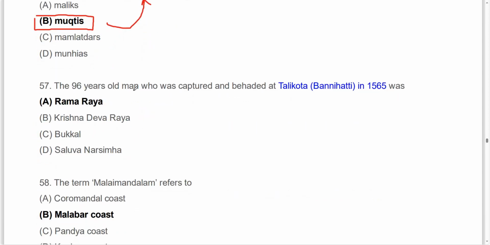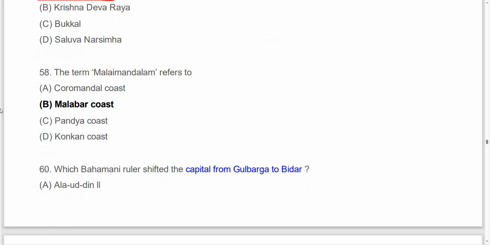The 96-year-old man who was captured and beheaded at Talikota, Banihatti in 1565 was Ramaraya. After the Battle of Talikota, also called Rakshasa Tangadi, he lost. Vijayanagara was pretty much annihilated, and he was beheaded. That's pretty much it.